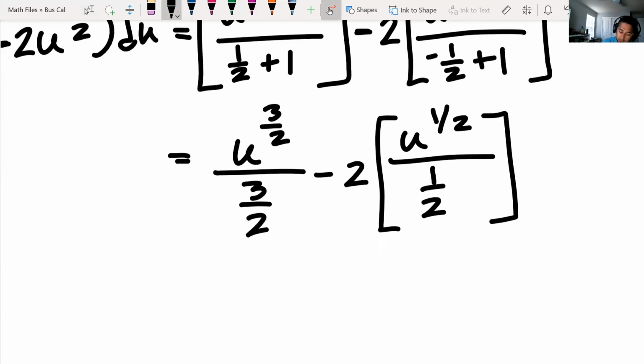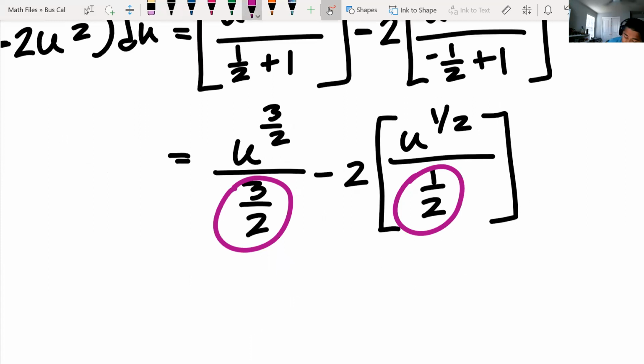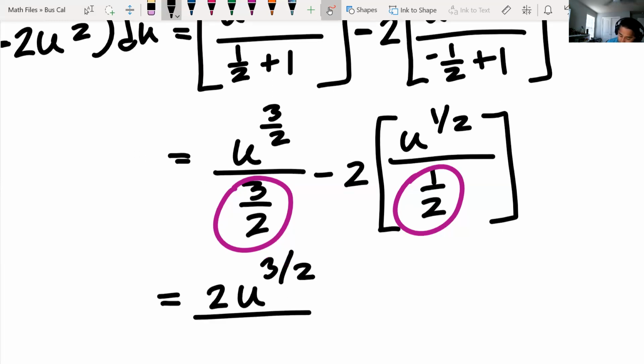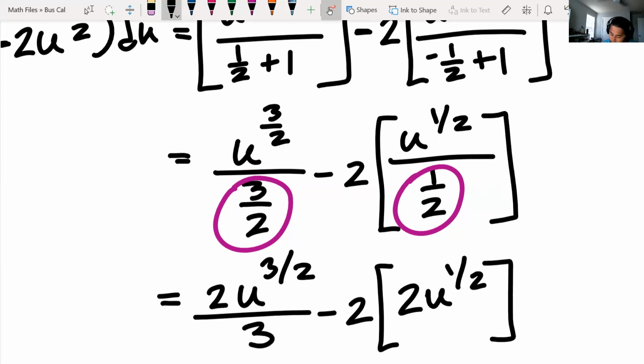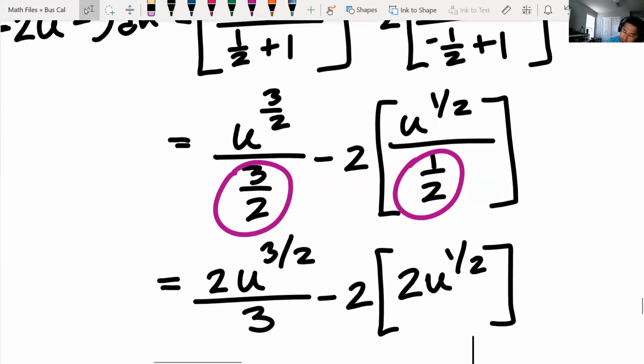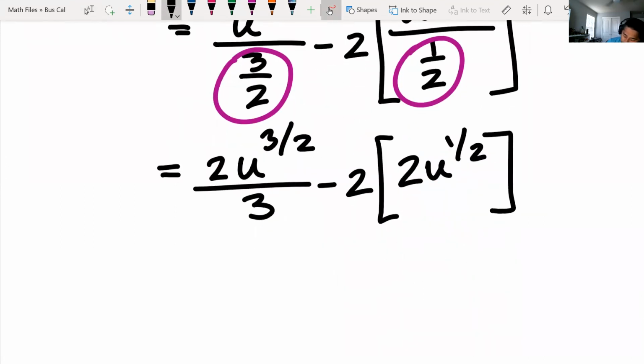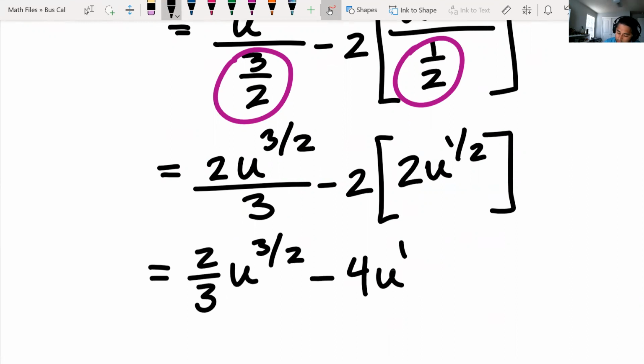And then we will flip. And we end up with 2u to the 3/2 over 3 minus 2 times 2u to the 1/2. And C is almost there. We get 2/3 u to the 3/2 minus 4 u to the 1/2 plus C.